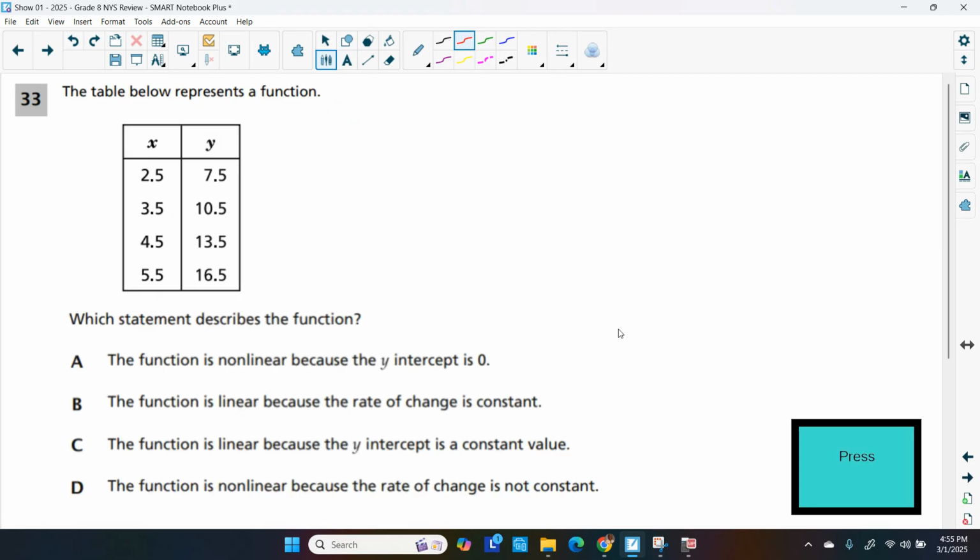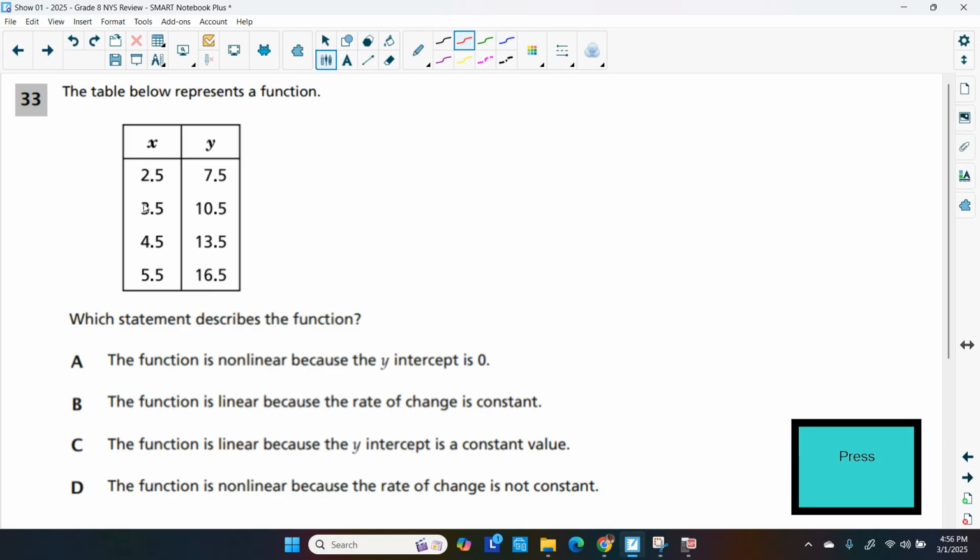The table below represents a function. If you remember before, when they say function, there's a relationship between the two letters. So there's some type of relationship between x and y. Which statement describes the function? So they want us to give a description of the function. Well, if it's a function, that means it has some type of relationship to each other.